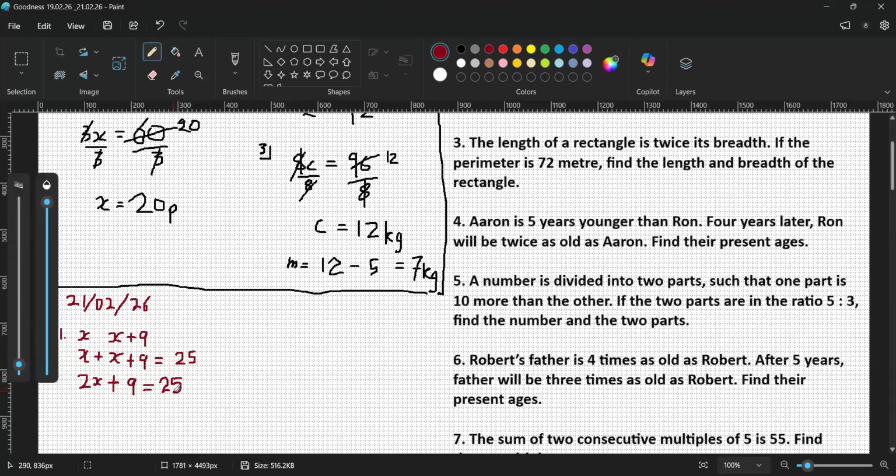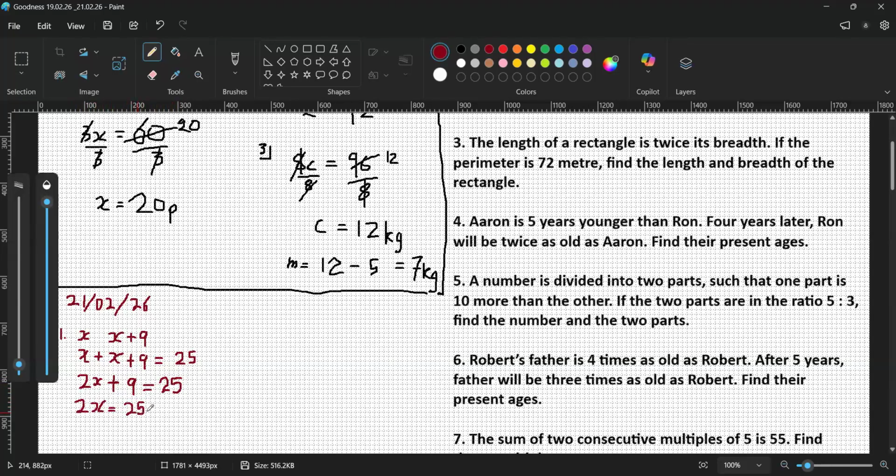So what do we do next from here? Bring over the 9. Okay, I'll bring over the 9, so that I now have next that 2x will be equal to 25 minus 9, right? 16. Okay, which is 16.